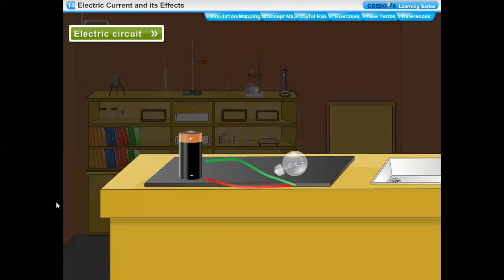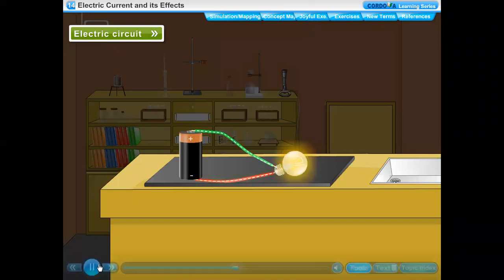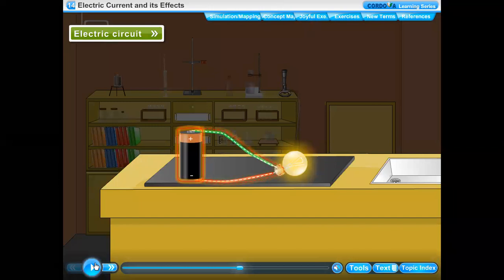First of all, we should understand the meaning of an electric circuit. You can see here the cell. There are two terminals of the cell, one positive and one negative. And here the positive terminal is attached to the bulb and the negative terminal is attached to the bulb.